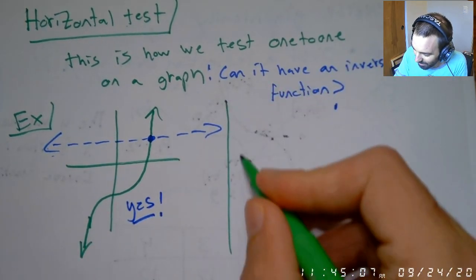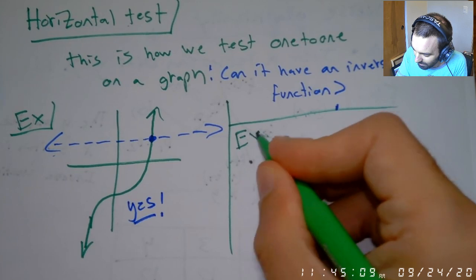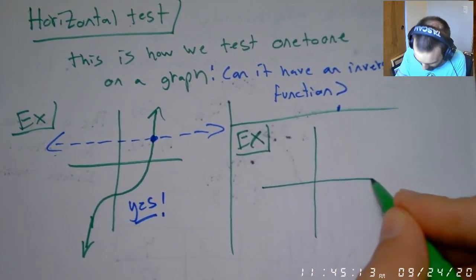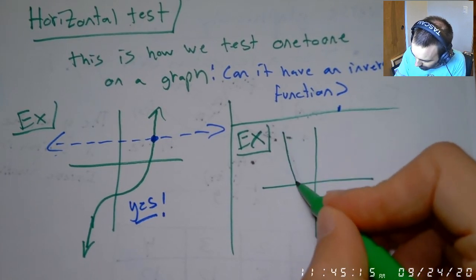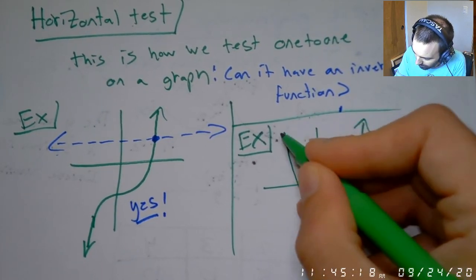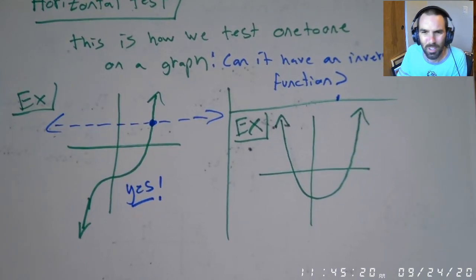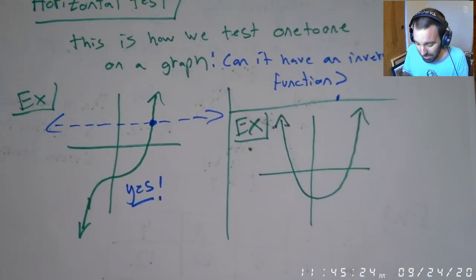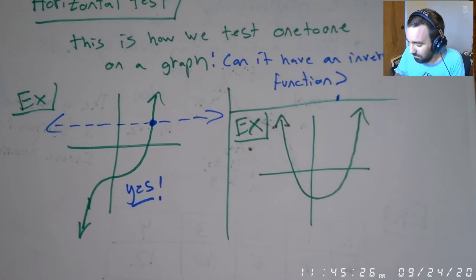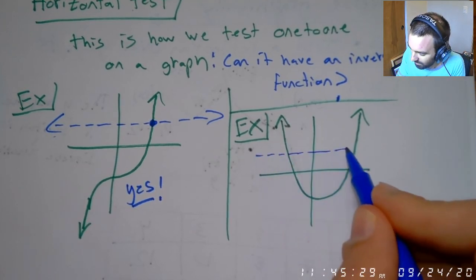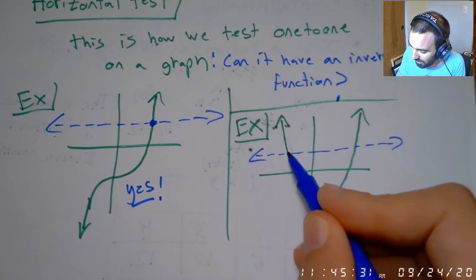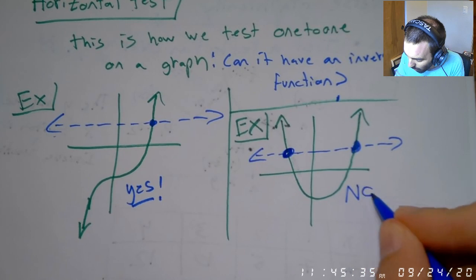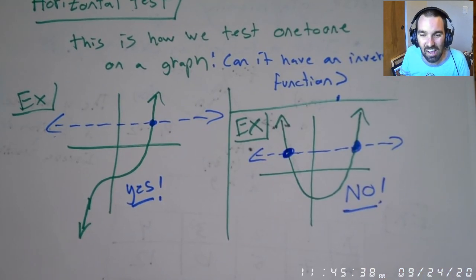Okay. All right, so let's do another example. Let's do an example of this one. And you might be like, ooh, another polynomial, correct? Specifically, a quadratic, right? So now with this one, there are 2 spots. So no, it is not. It cannot have an inverse function.